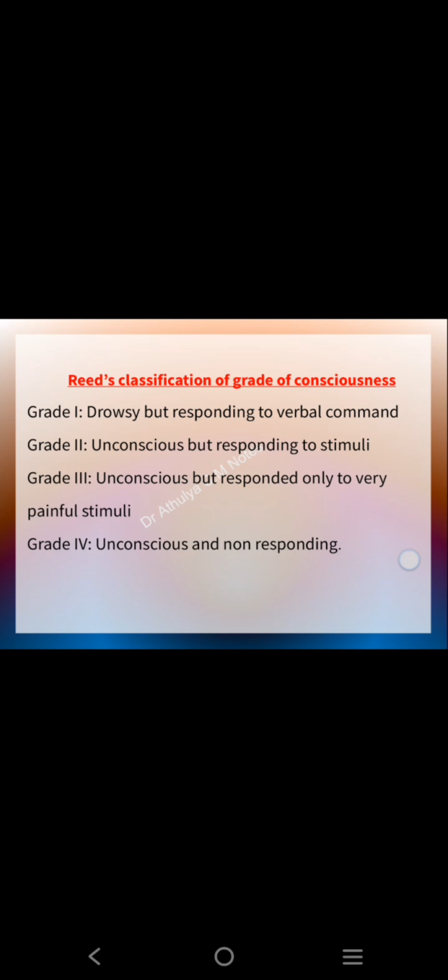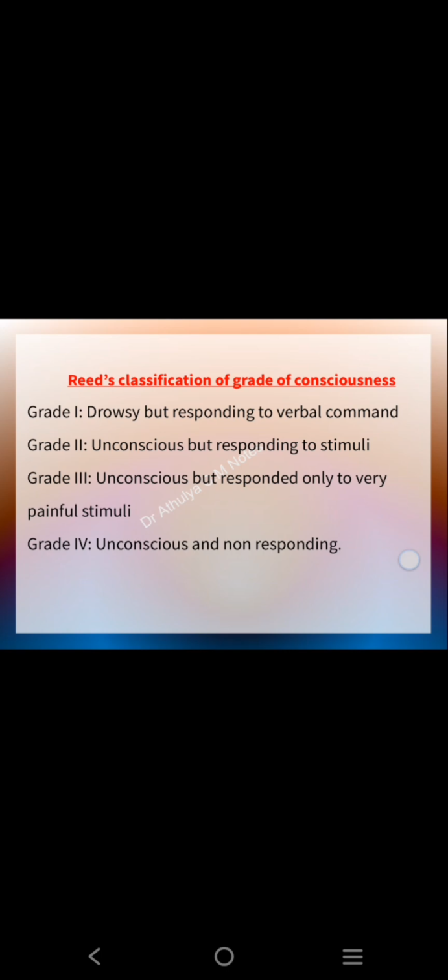When we look into grade 1, that patient is drowsy. That is, the patient is in a sleepy stage or in drowsy mode, but he is responding to verbal command. That is, if we ask something to that patient, he responds, such as when asked what his name is or where he is now. If he can respond to all these questions, then he comes under grade 1. And in grade 2, the patient is unconscious but responding to stimuli. That is, if we touch him or tap him anywhere, he responds to that. Then he comes under the grade 2 classification.